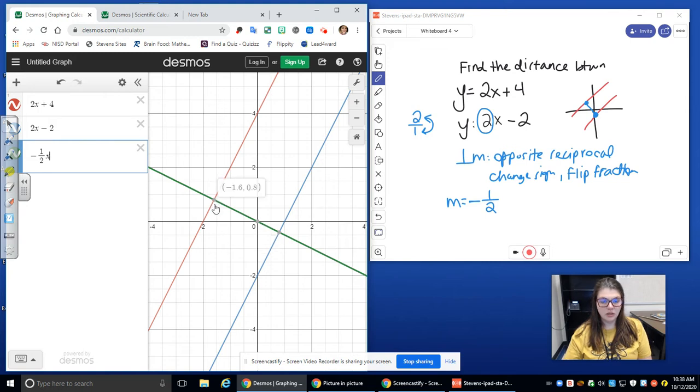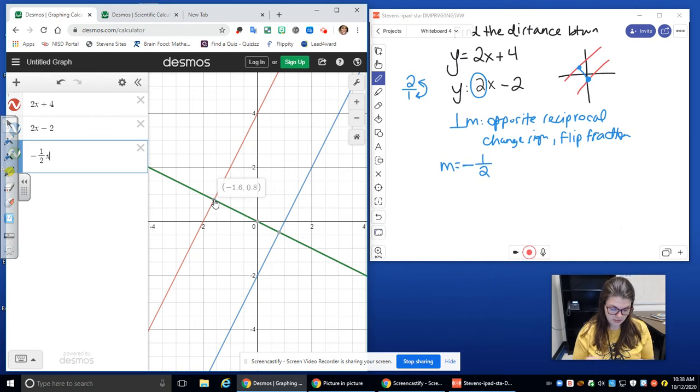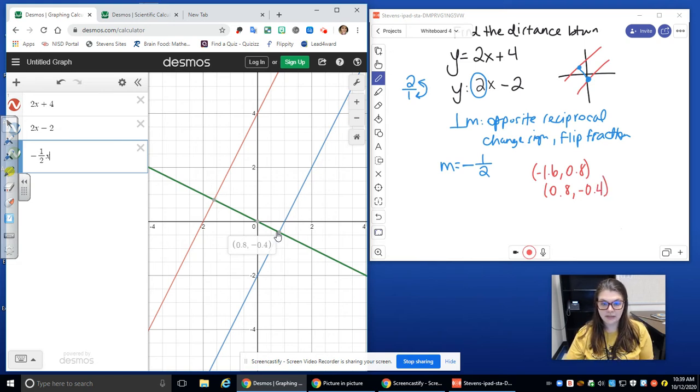Remember, we need to find the distance, and this segment in between our perpendiculars is what we're measuring. So this green part right here, we're going to use these points given. I'm going to jot these down. We have negative 1.6 and 0.8, and then our other point where they intersect is 0.8 and negative 0.4. Since we need to find the distance between these 2 points, we want to use our distance formula.